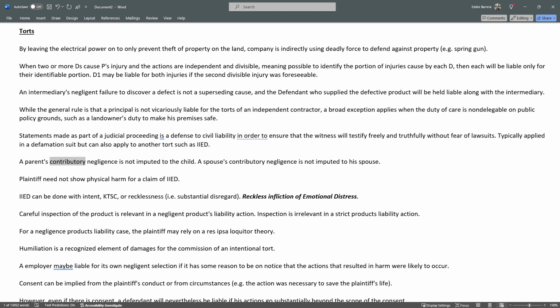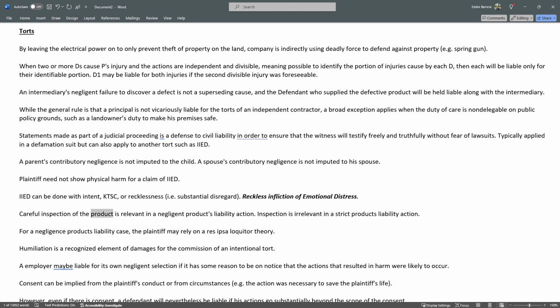A parent's contributory negligence is not imputed to the child. A spouse's contributory negligence is not imputed to his spouse. Plaintiff need not show physical harm for a claim of IED. IED can be done with intent, knowledge to a substantial certainty, or recklessness, i.e. substantial disregard. Reckless infliction of emotional distress.